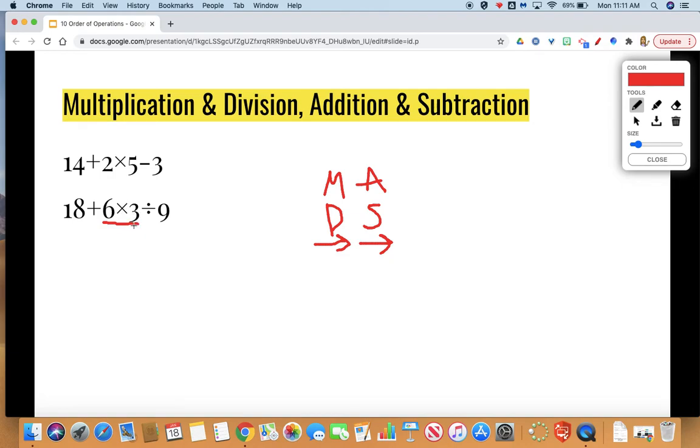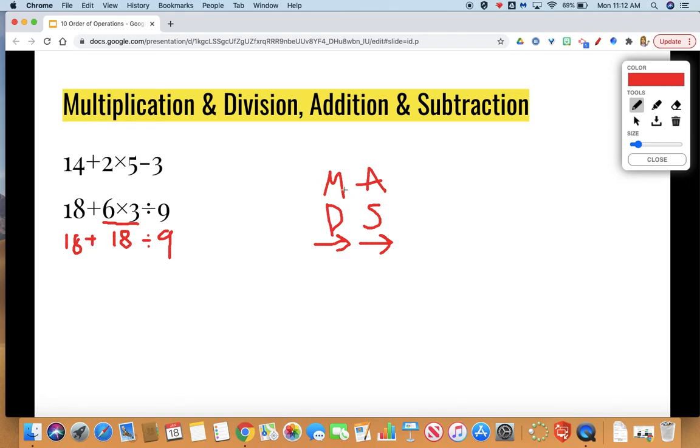6 times 3, I get 18. So I bring that down, and then I bring down the rest of the problem that I have not used yet. So I didn't use this 18 plus at the start of my problem, and I haven't used this divided by 9 at the end of my problem. Now I have addition and division.